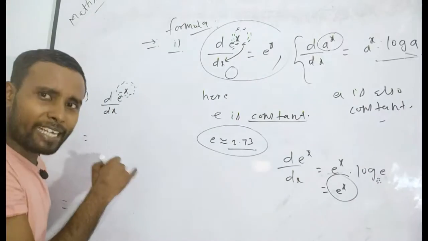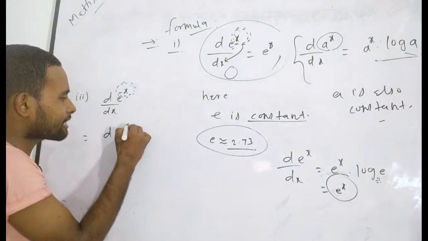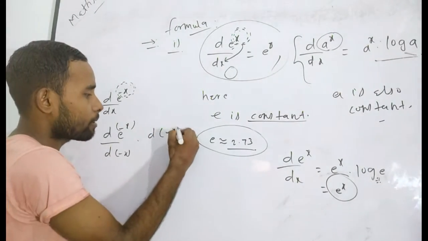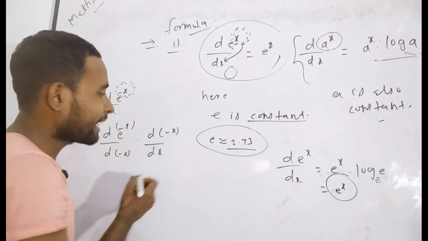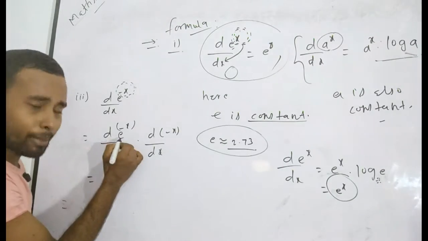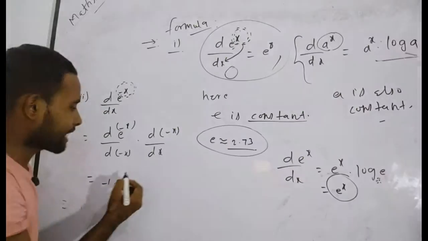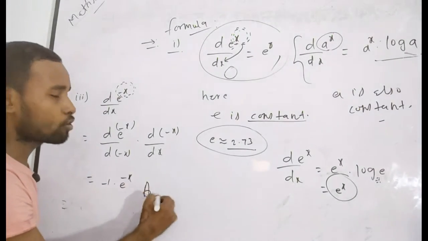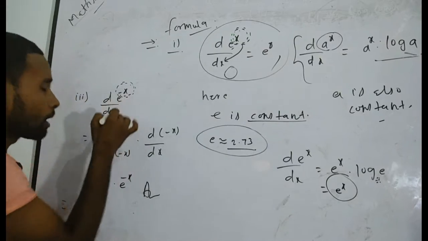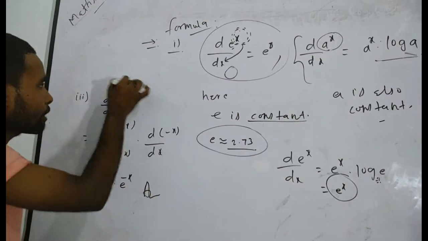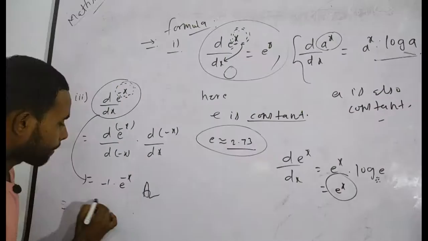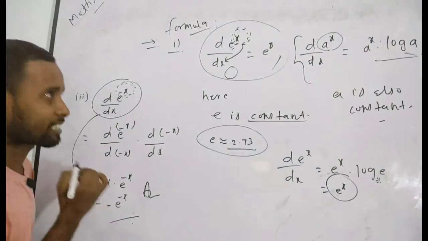That's why I write here the derivative of e to the power minus x, first of all with respect to minus x. Then you have to differentiate minus x with respect to x. The derivative of minus x with respect to x will be minus 1, into the derivative of e to the power minus x with respect to minus x, which is e to the power minus x. That is the required answer. Remember that whenever you get the derivative of e to the power minus x with respect to x, you always write minus e to the power minus x.